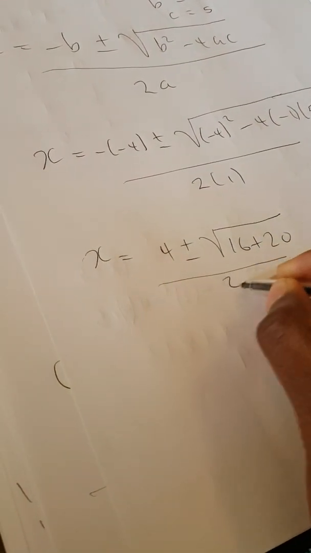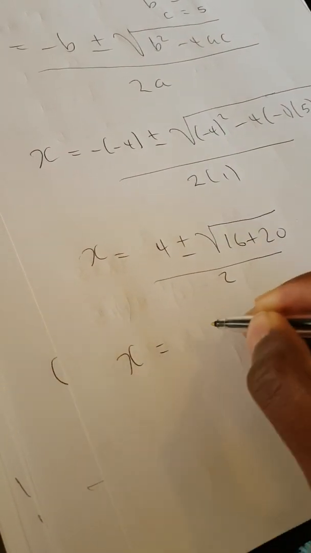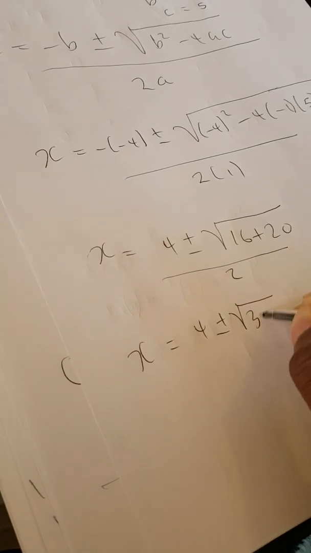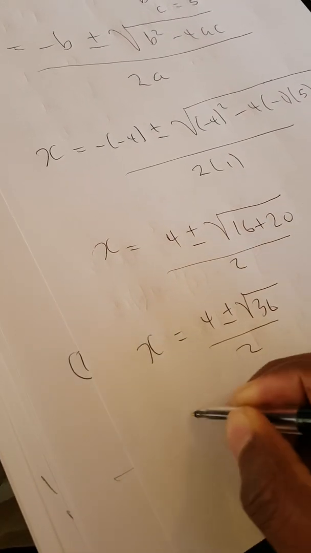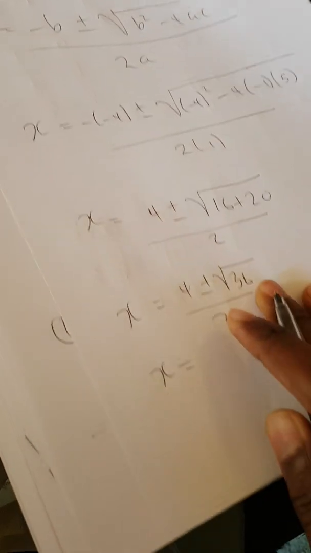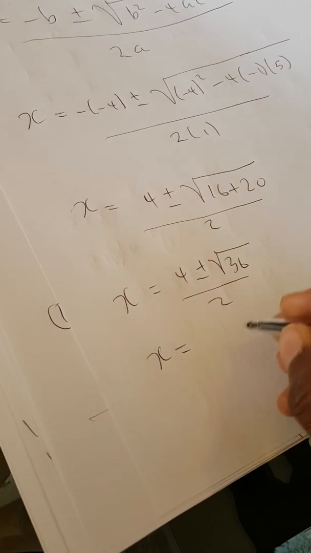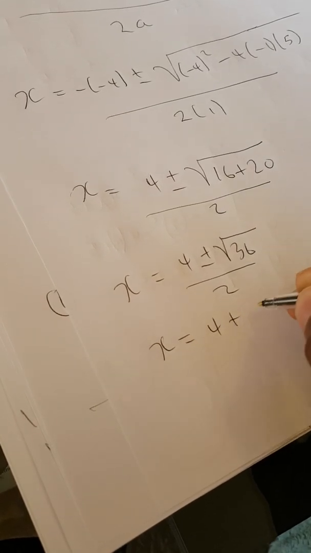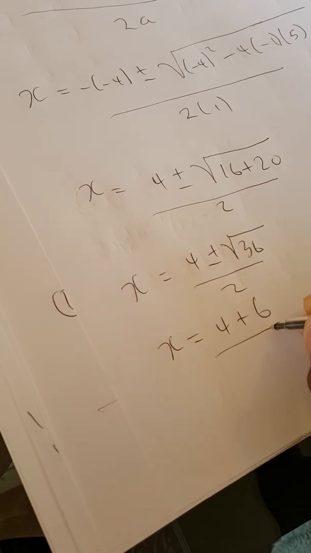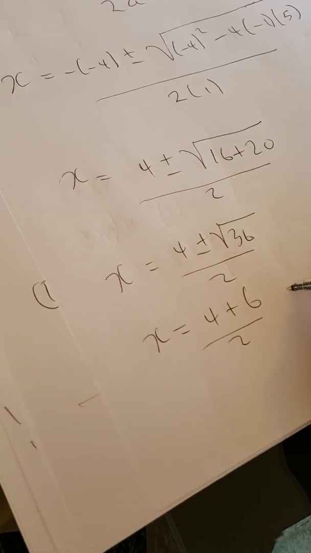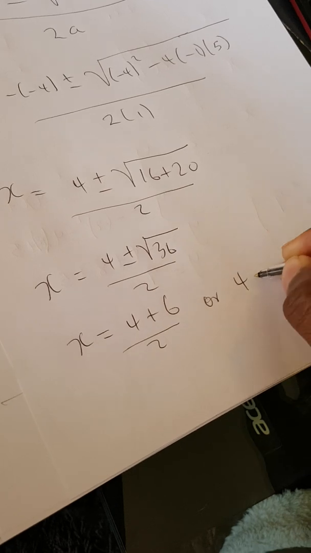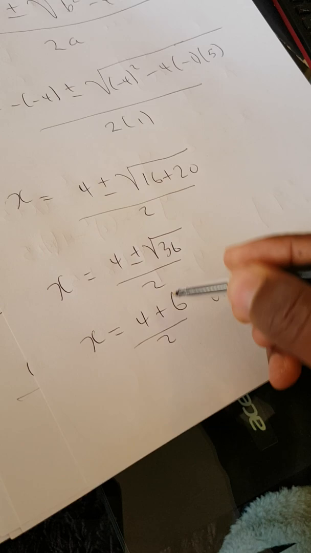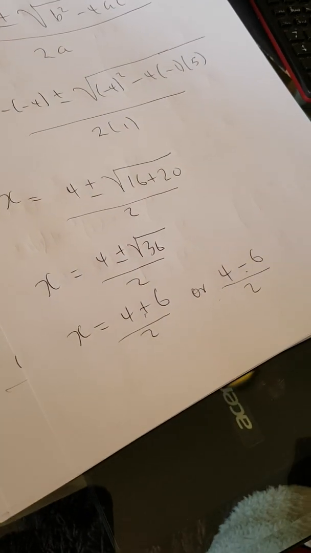All over 2. So x will be equal to 4 plus or minus the square root of 36, all divided by 2. The square root of 36 in your calculator is 6, so it's going to be 4 plus 6 over 2, or 4 minus 6 over 2. You see now I split the plus or minus, you see how it goes.